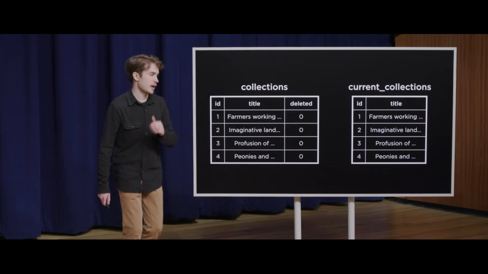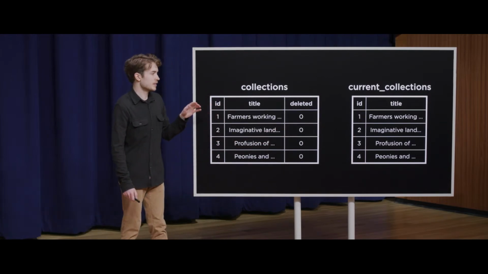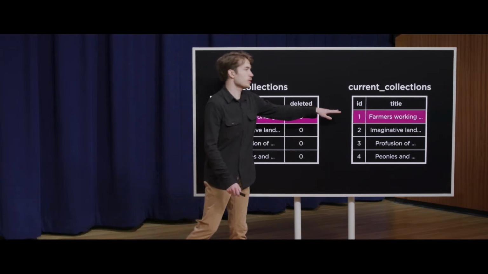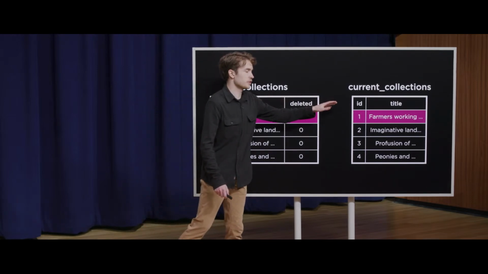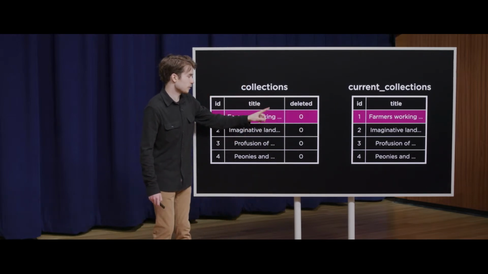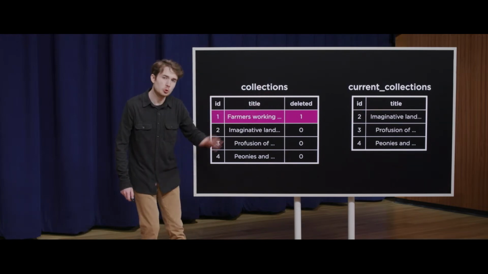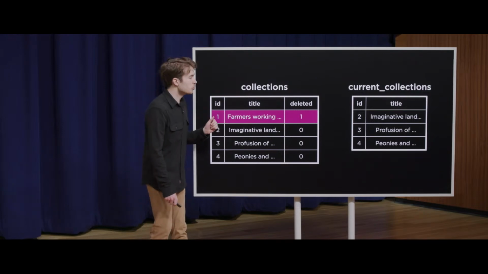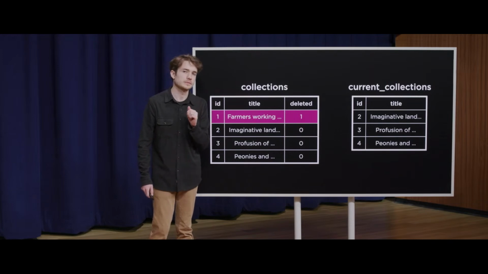So let's try that. I could take Farmers Working at Dawn and delete it. I could see this correspondence between this row here and this row here. It's in both our collections table and current collections. But if I set deleted from 0 to 1, I should see that item removed from current collections, thus updating my view and keeping track of my items that are not currently in my collection.